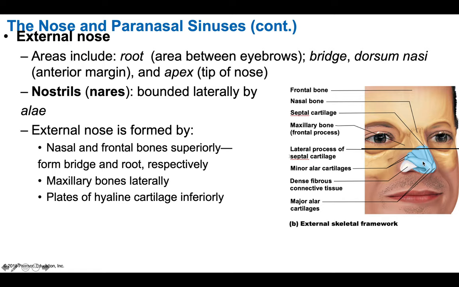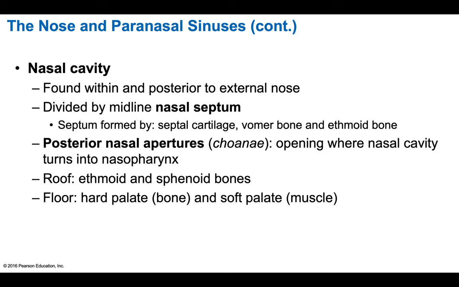During breathing, air enters the cavity by passing through the nostrils, also called the nares. The nasal septum is formed anteriorly by the septal cartilage and posteriorly by the vomer bone and the perpendicular plate of the ethmoid bone. The nasal cavity is continuous posteriorly with the nasal portion of the pharynx through the posterior nasal apertures, also called the choanae. Choanae translates to funnel-like, so again, it has somewhat of a funnel-like shape.